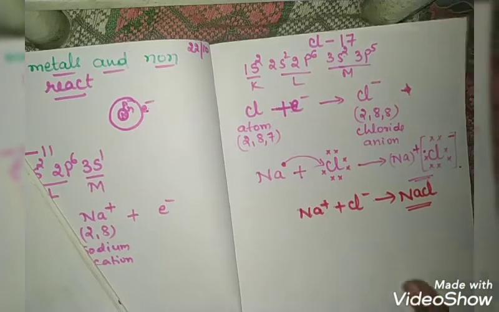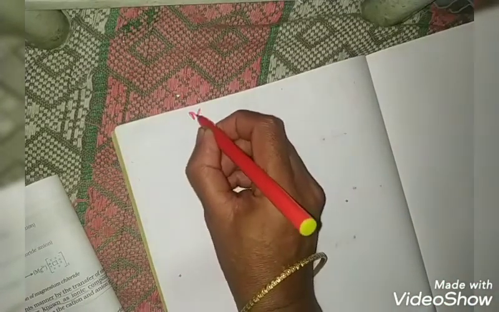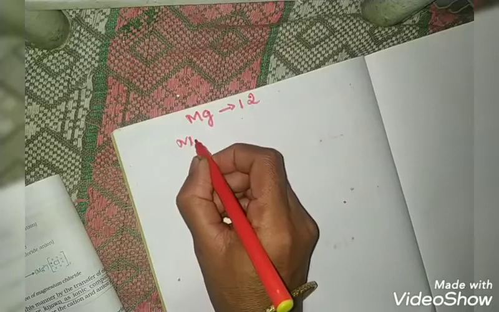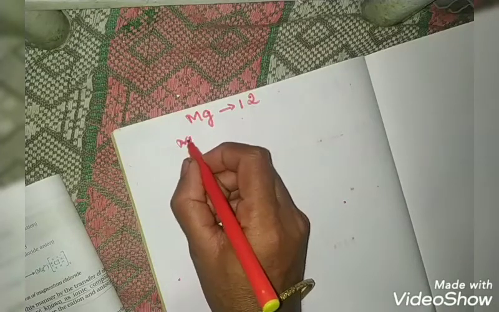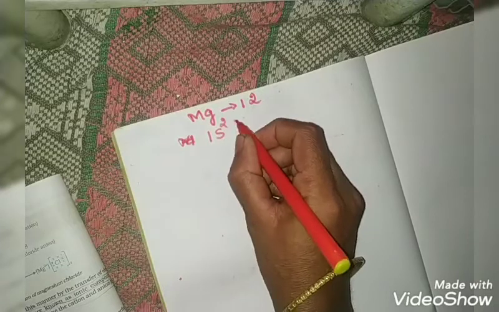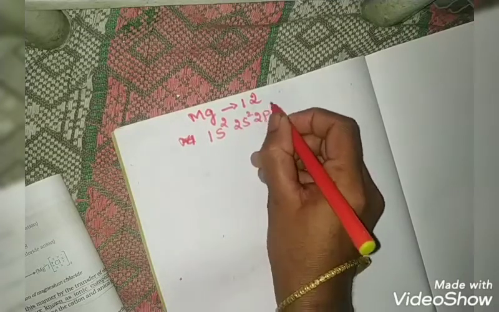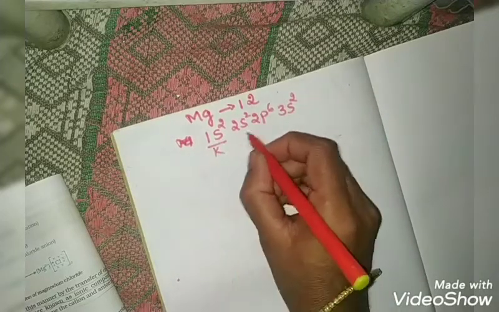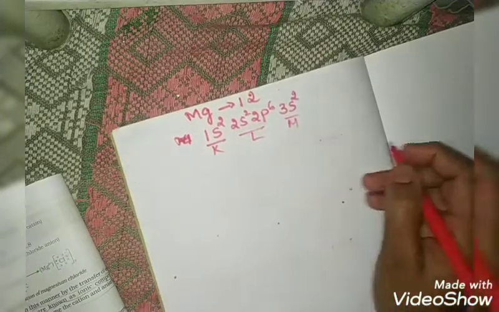Now let us consider another one. Let us try to find out the formation of magnesium chloride. How it forms magnesium chloride. Let us take up magnesium. Its atomic number is 12. Let us try to write the electronic configuration of magnesium. 1s2, 2s2, 2p6, 3s2. Correct? K, L shell, and this is M shell.